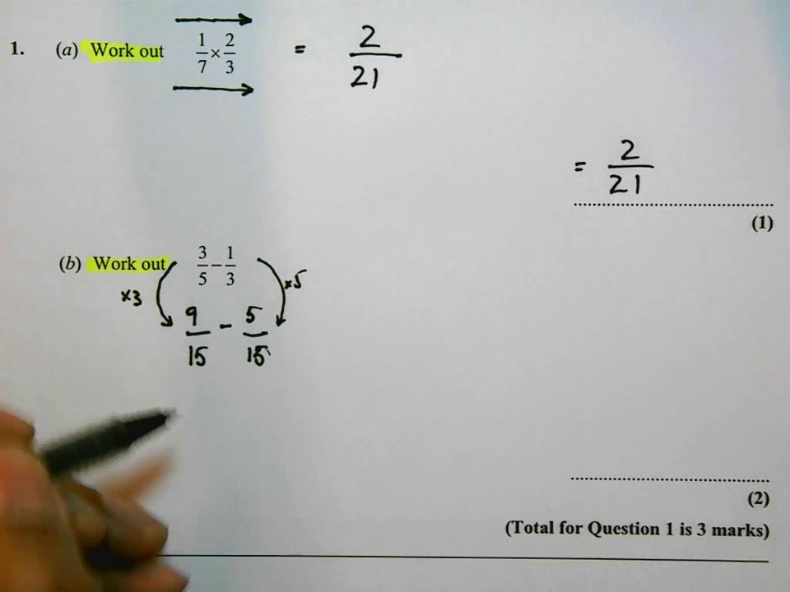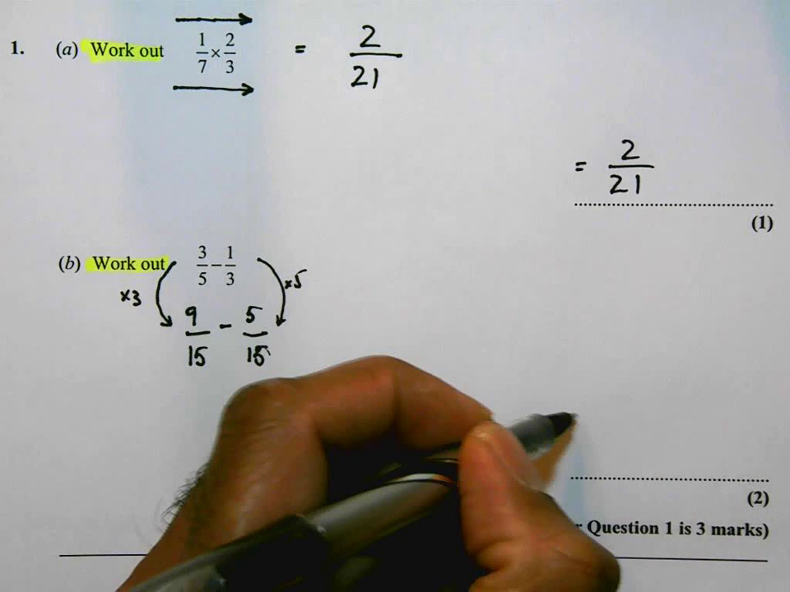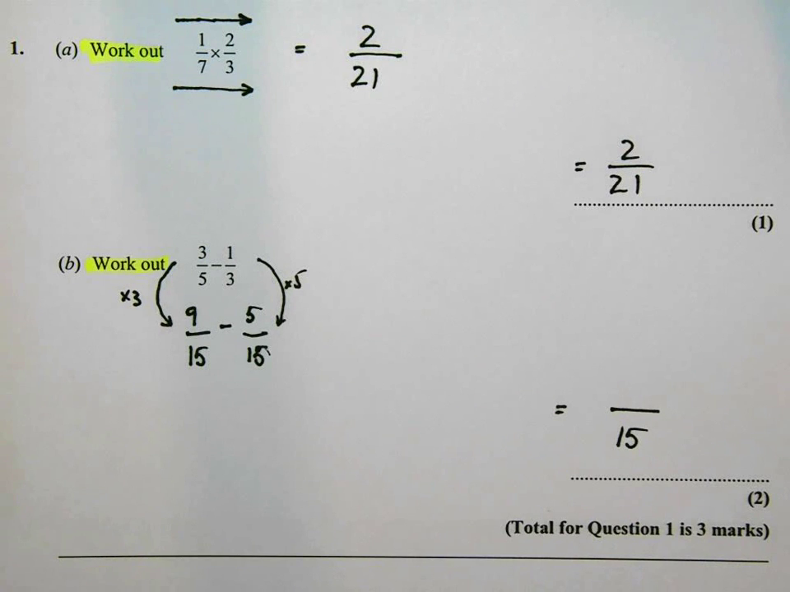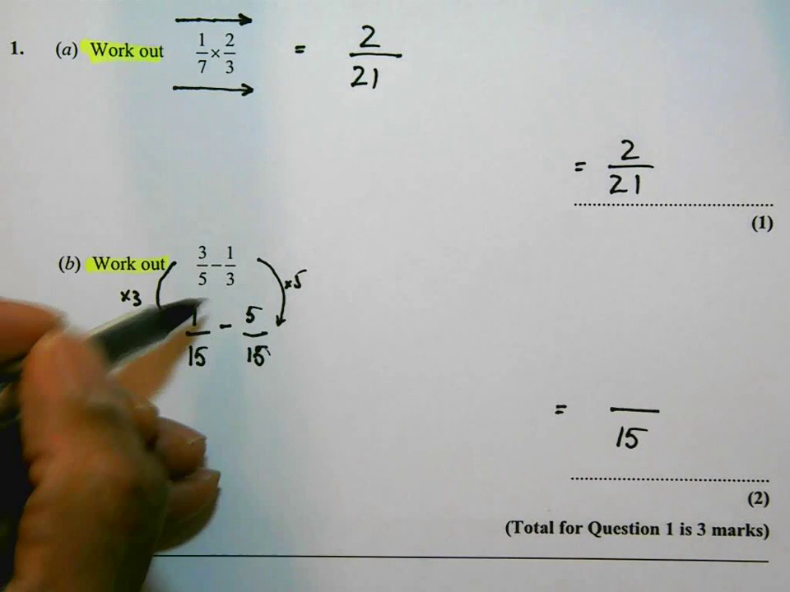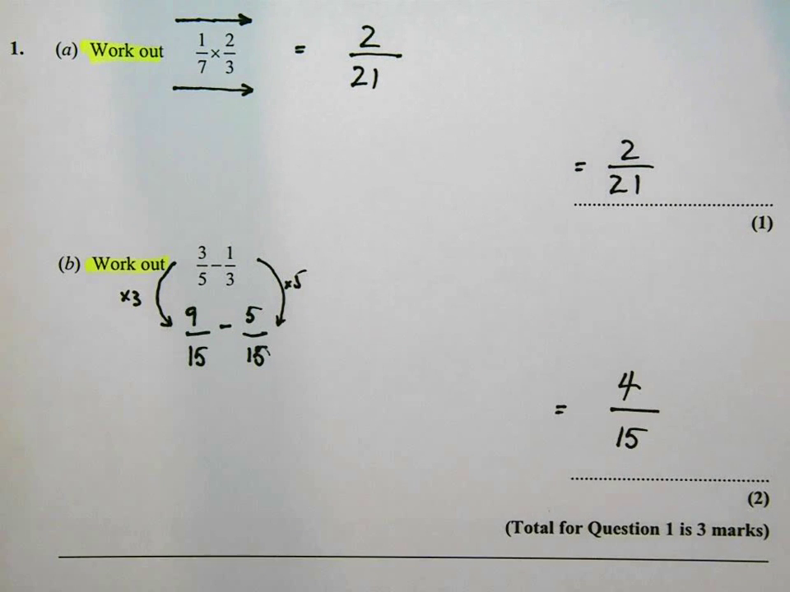Now, the whole point of turning the denominators into the same number is so that we're dealing with the same type of fraction. And here, it's 15. So, my answer is going to be something 15ths. 9 15ths take away 5 15ths is 4 15ths. And that is my answer to part B.